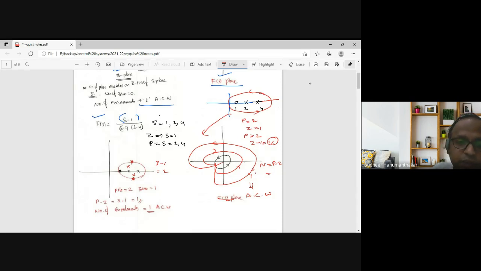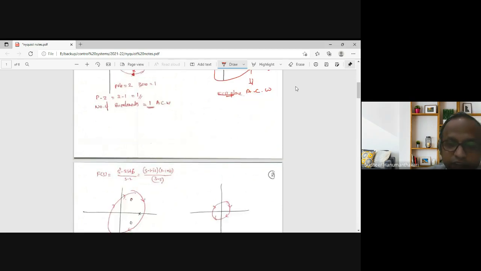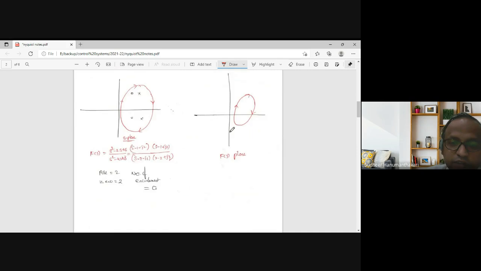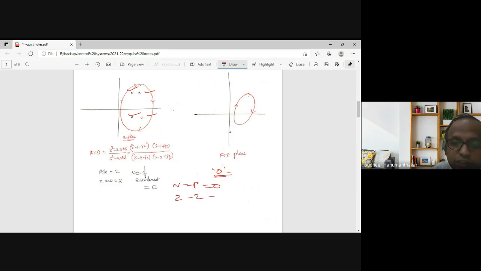For example, there are two poles and two zeros. How will the encirclement be? If you are encircling two poles and two zeros, then it is not going to encircle the origin, or it is encircling the origin 0 times. Why 0 times? N is equal to P minus Z, 2 minus 2 is equal to 0.